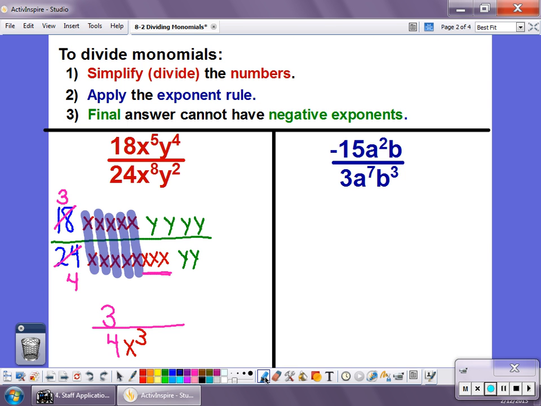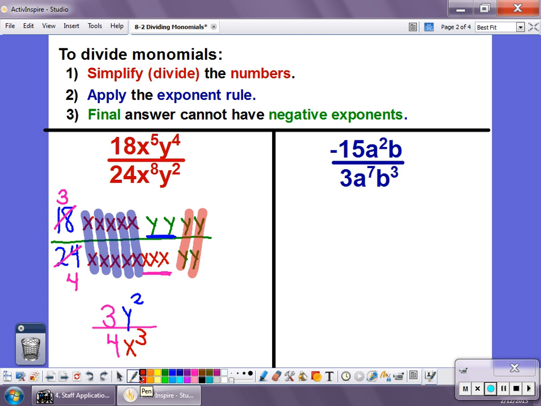My last step is going to be to see if I have any y values that can cancel out. And when I do, I see that I have 2 y's on the top and 2 y's on the bottom. Both those can cancel out. And again, I see I'm left right up here with 2 y's on the top. So I make sure that I have 2 y's on the top, and that would be my final answer, 3y squared over 4x cubed.